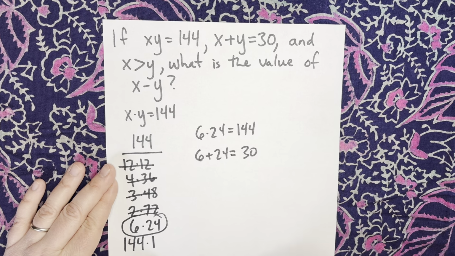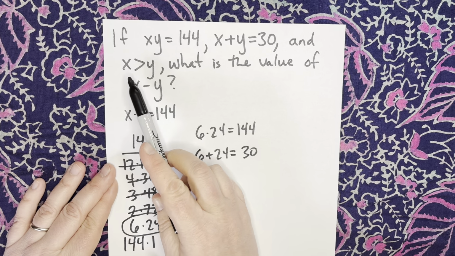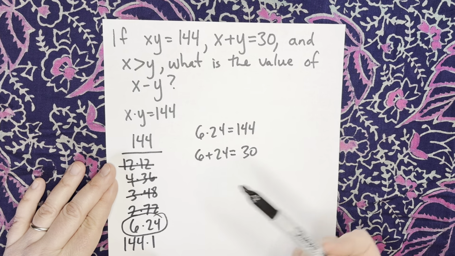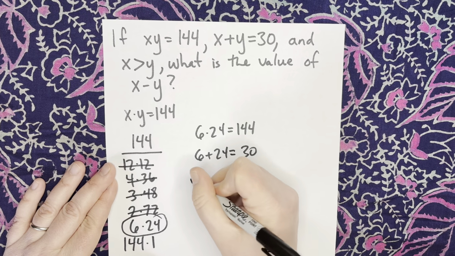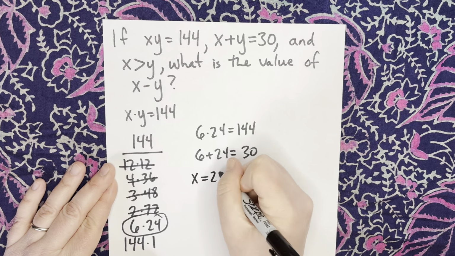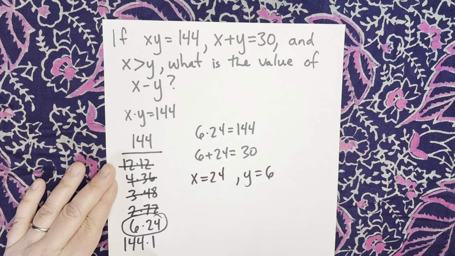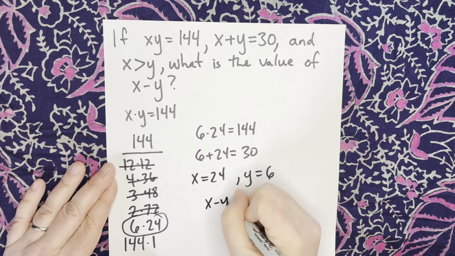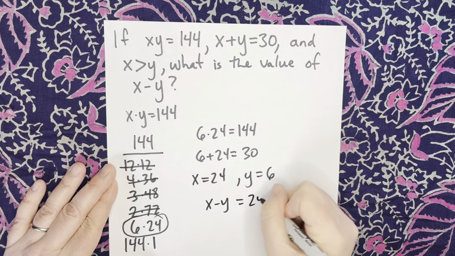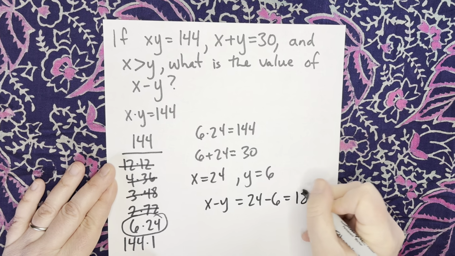Now, the tricky part is which one's x and which one's y. Luckily, they gave us some criteria. They're saying that x is greater than y. So if I have 24 and 6, and x is the larger one, then x is 24, and y is 6. Now, the final part of our question is what is the value of x minus y? So x minus y is the same as 24 minus 6. And I know that that is 18.